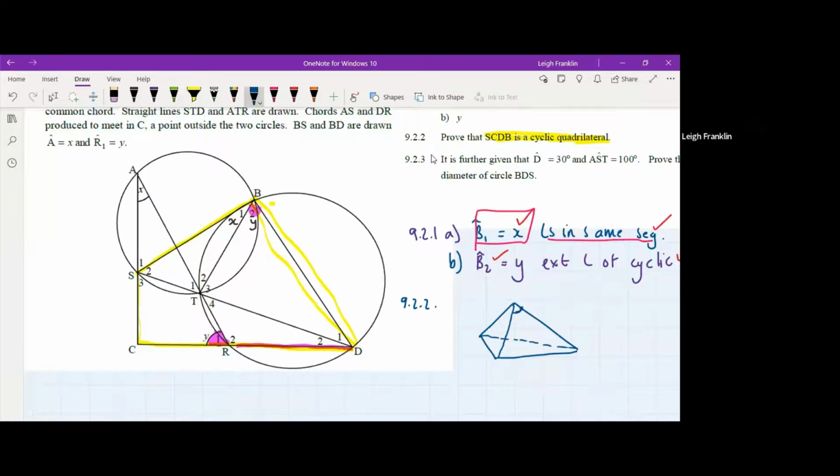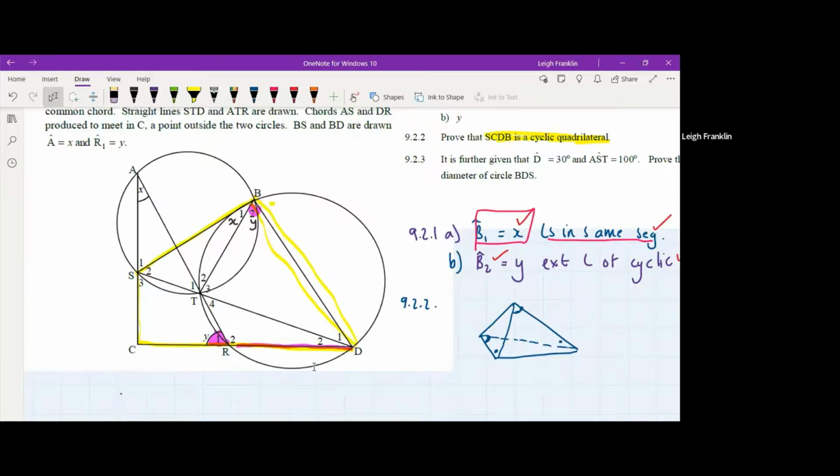So either this angle over here equals that one over there, or you could say that this angle over here equals this one over there. So it's got to be a bow tie like that. So unfortunately here, there's no bow tie, all right? So that means that we're not going to be able to use converse angles in the same segment. There's got to be something else going on.